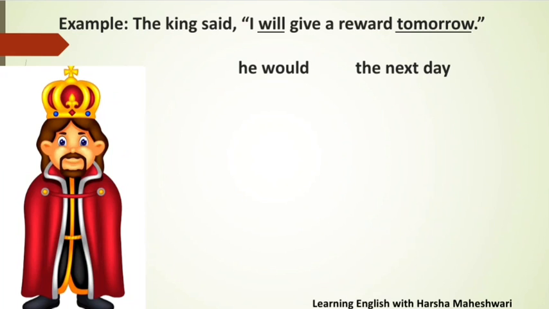Let's see an example. The king said, "I will give a reward tomorrow." Will is in future tense, so will becomes would. And tomorrow is also future, so it becomes the next day. So the sentence will be, the king said that he would give a reward the next day.